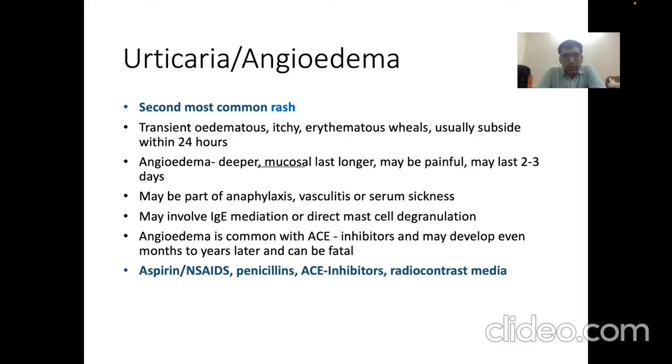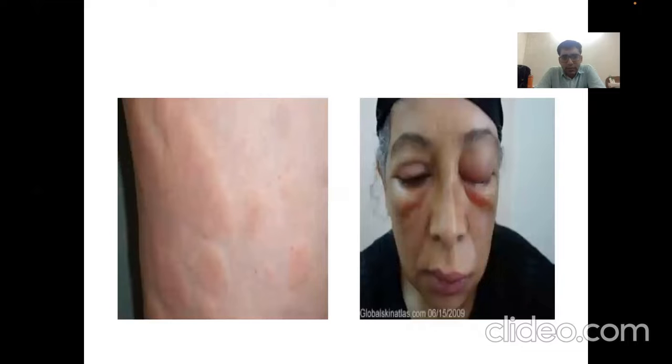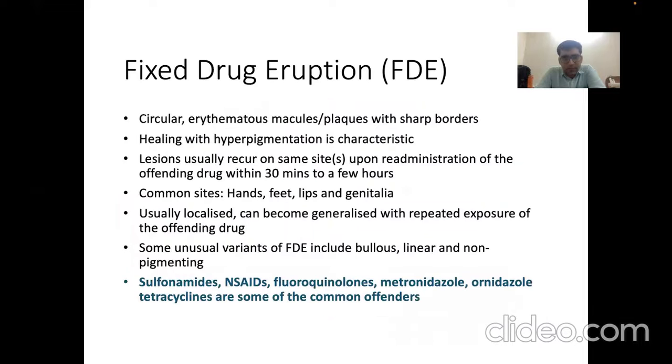Drugs causing urticaria and angioedema are aspirin, NSAIDs, penicillin, ACE inhibitors, radio contrast media. This is the classical picture of urticaria with angioedema.